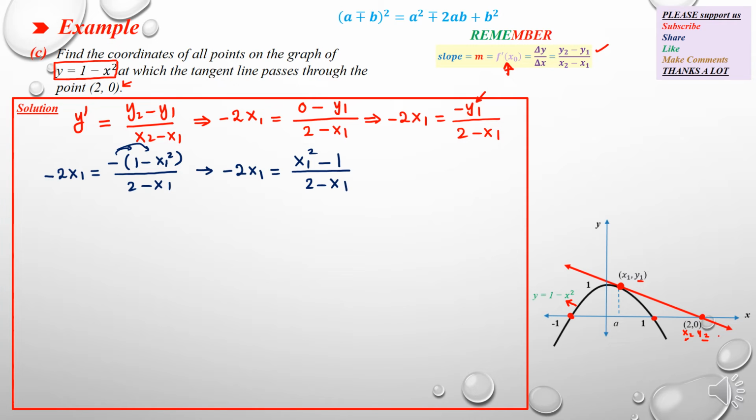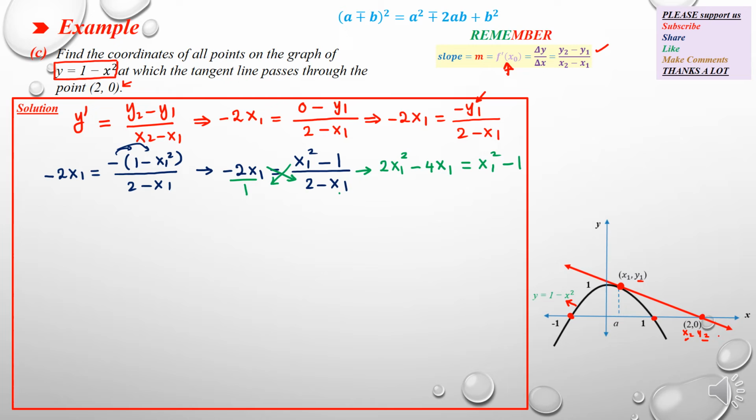Now you have to do cross multiplication, but you have to put this divided by 1, and you will get negative 2x1 times negative x1. It will be 2x1 squared minus 4x1 equals x1 squared minus 1 times 1, which is the same, x1 squared minus 1.